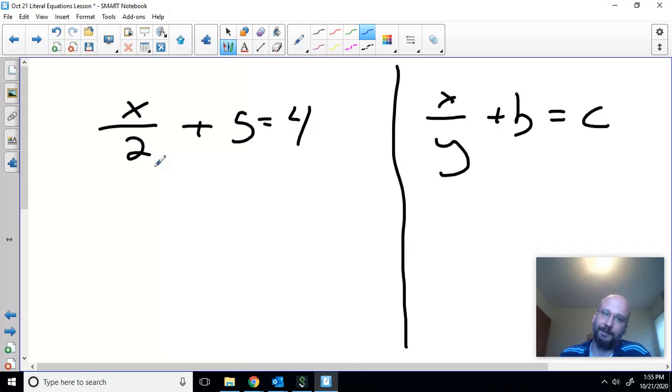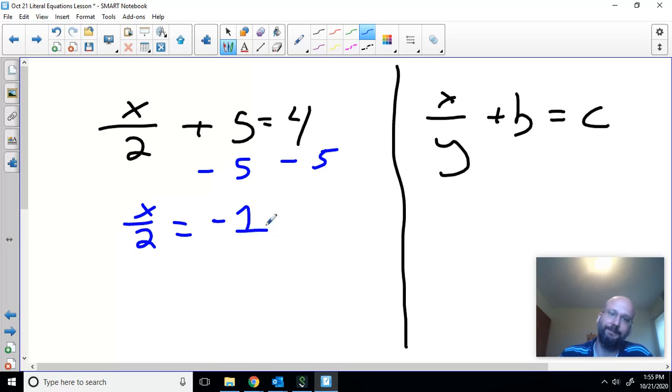So normal, I'm going to move the plus 5 over by subtracting. That gives me x over 2 equals negative 1, right? 4 minus 5 is negative 1. And then, just like the previous example, multiply both sides by 2, x equals negative 2.